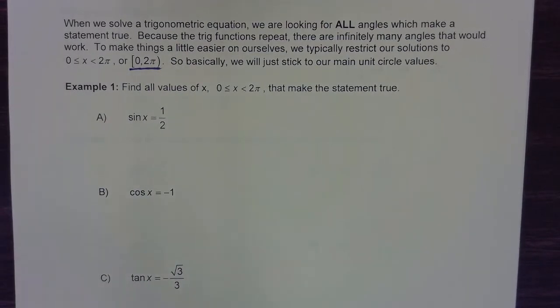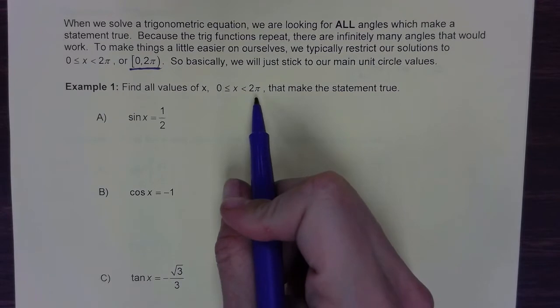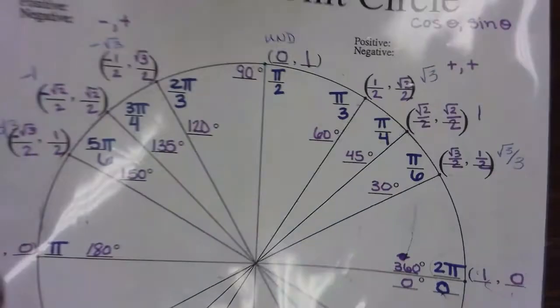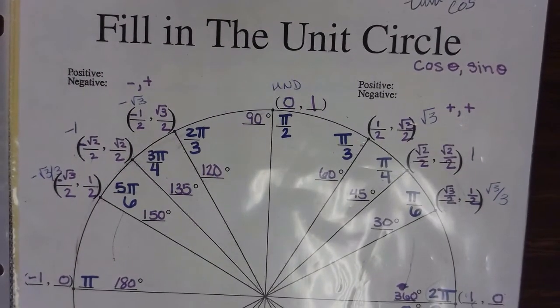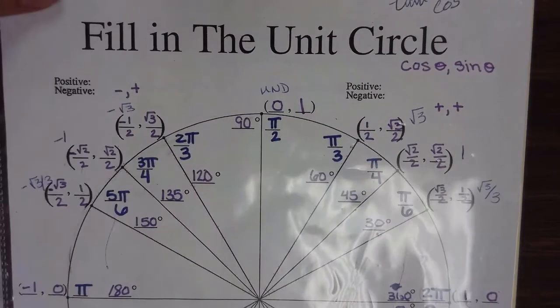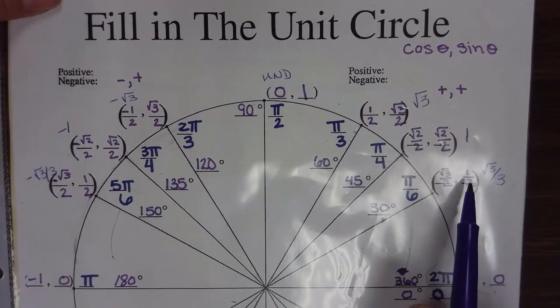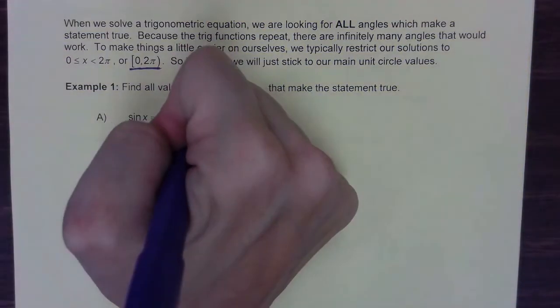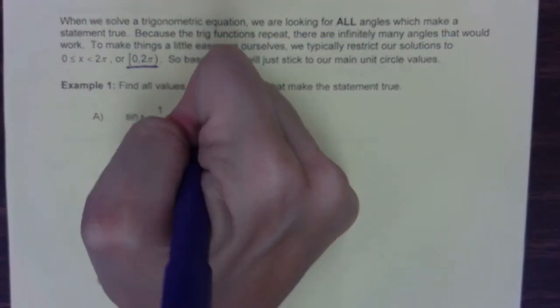So in A, we are finding the values of x that make the statement true. Okay, we are using radians. So grab your unit circle. Sine is the second part of the coordinate, and we are looking for 1/2. So as you can see, I found 1/2 right here, which is pi over 6.